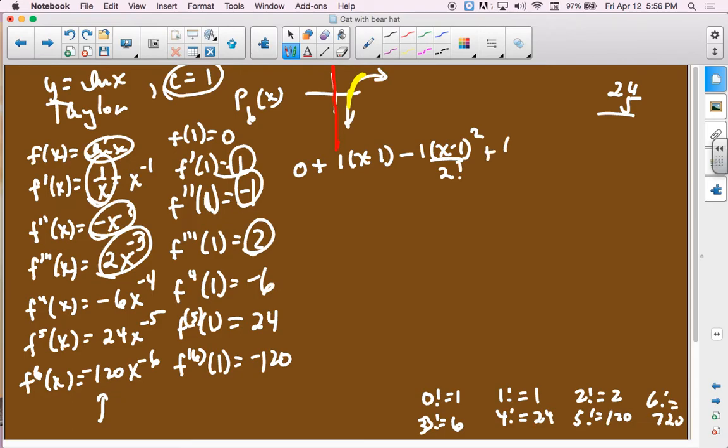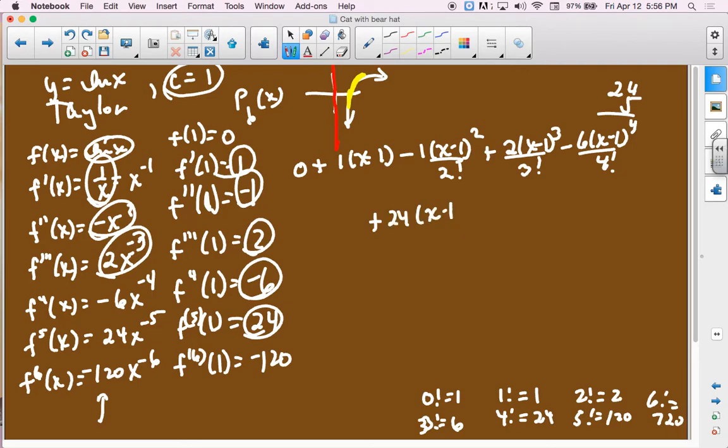This is plus 2 times (x minus 1) to the third over 3 factorial, minus 6 times (x minus 1) to the fourth over 4 factorial, plus 24 times (x minus 1) to the fifth over 5 factorial, minus 120 times (x minus 1) to the sixth over 6 factorial.